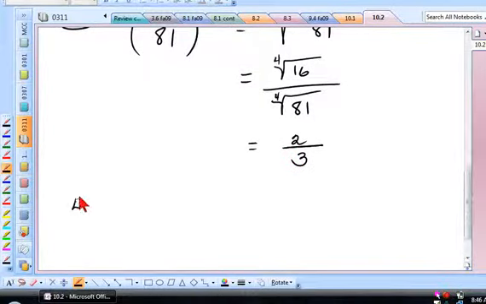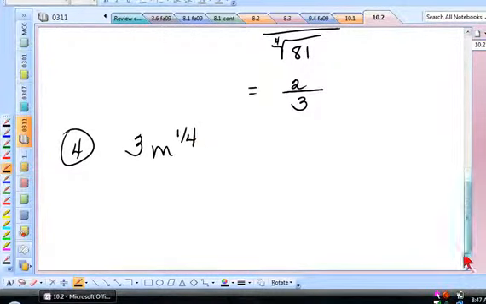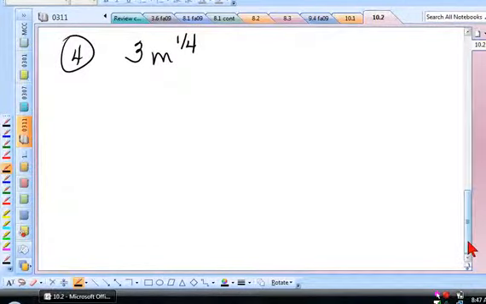Let's look at number 4. I have 3m to the 1/4, and I need to read the instructions because I don't know what to do with that. It says use radical notation to write the expression. Okay, it doesn't say to evaluate it. It says write it with a radical. Now, something important is going to come out of this. 1/4 is an exponent. What is its base? What is being raised to the 1/4 power? Just the m.